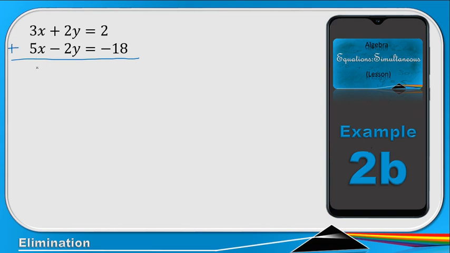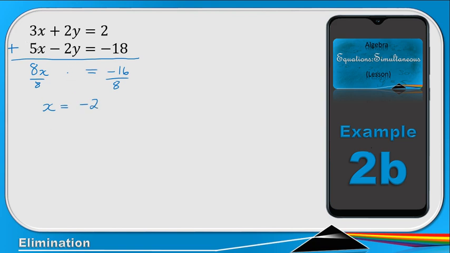So 3 plus 5 is 8x. Then 2 minus 2 is 0 equals, and then 2 minus 18 is negative 16. Divide both sides by 8. Then we end up with x equals negative 2.